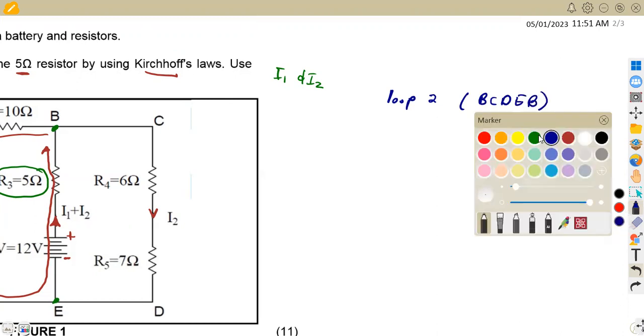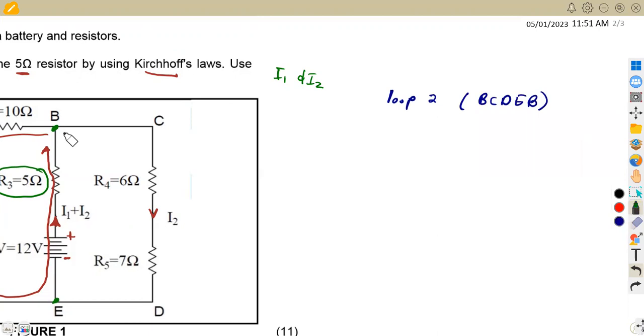All right, so let's indicate this part. That is from B to C. So we are taking this route from B to C, then C to D, then D to E, then it goes back to B like this. So this is our second loop that we are going to consider in this case.